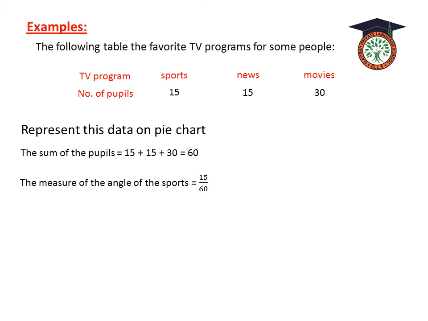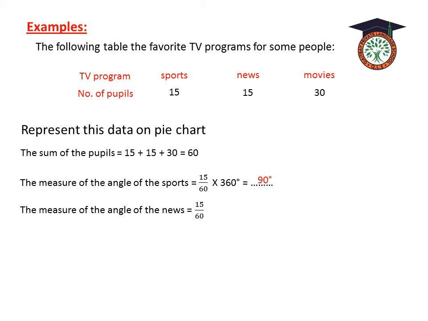To measure the angle of the first one, which is sports: 15 pupils divided by the total, which is 60, multiplied by 360, as we know the angle of a circle is 360. Here we will measure this angle with our protractor, placing it on the center point of the circle. For our first TV program, sports, it will be 90 degrees. So sports represents 90 degrees on the pie chart.